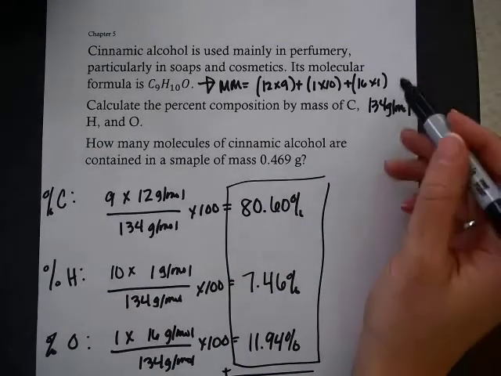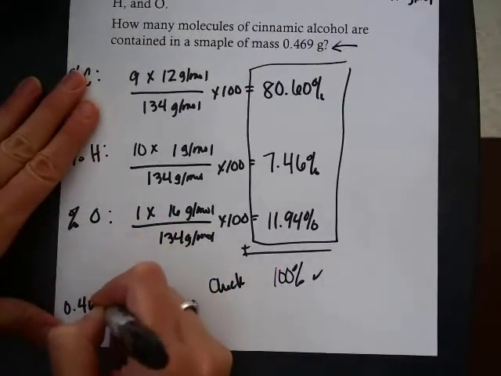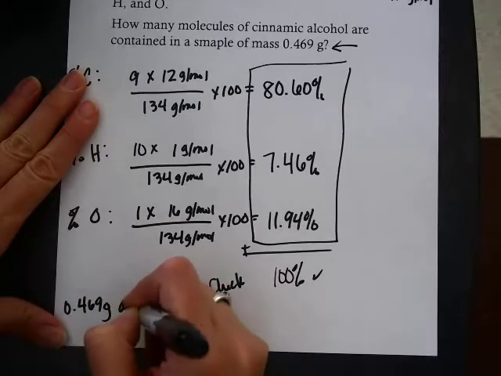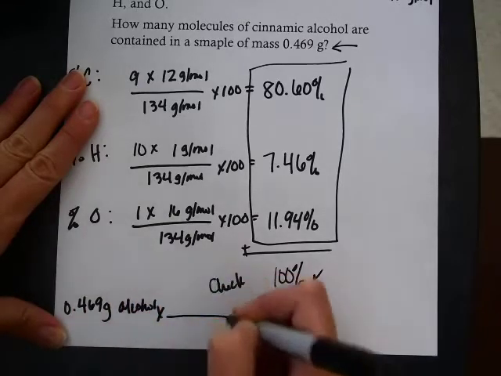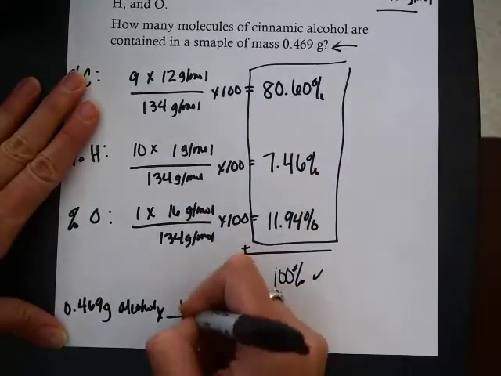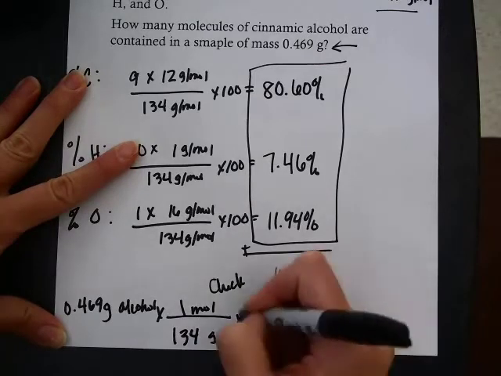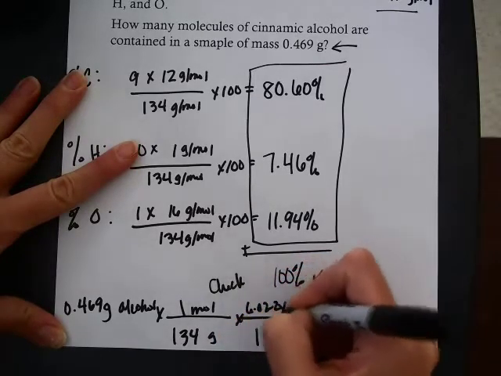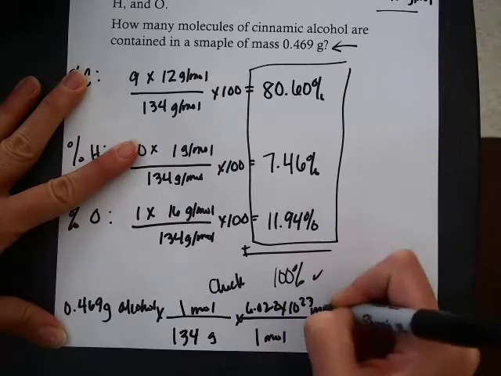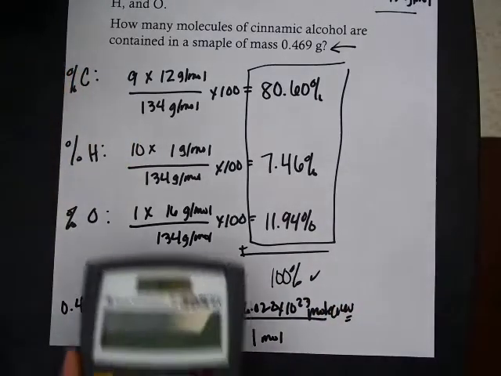Now there's the second part of the question. It says how many molecules are in 0.469 grams. So for that, I need to go from grams to moles, moles to molecules. So I'm going to use that molar mass of the whole thing that I figured out earlier, the 134. And then Avogadro's number, 6.022 times 10 to the 23rd. Remember, that's anything you can count, including molecules. So that's how many molecules are in 1 mole.